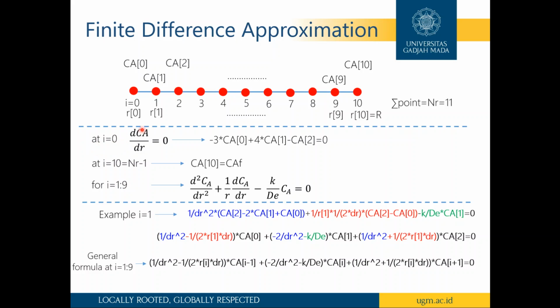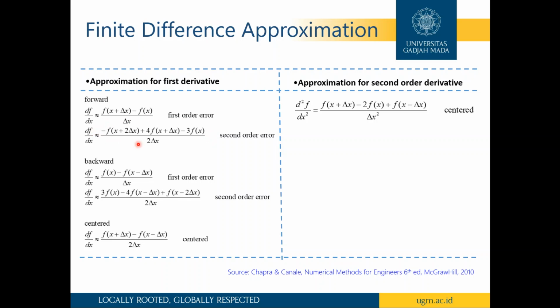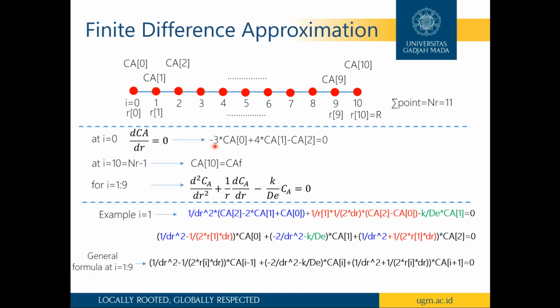At i equal to 0, it is mentioned that dCA over dr is equal to 0. If you look at i equal to 0 here, it doesn't have any point on its left. So we can calculate dCA over dr at i equal to 0 based on the values at 1 and at 2. By using this forward approach with second order error, we can obtain this formula: minus 3 times CA0 plus 4 CA1 minus CA2 equal to 0. Then at i equal to the last point at R, it is mentioned that the concentration here is assumed to be the same as in the bulk fluid, and we call it CAF.